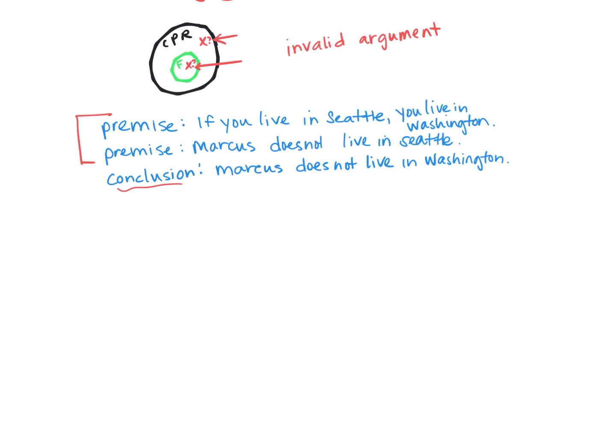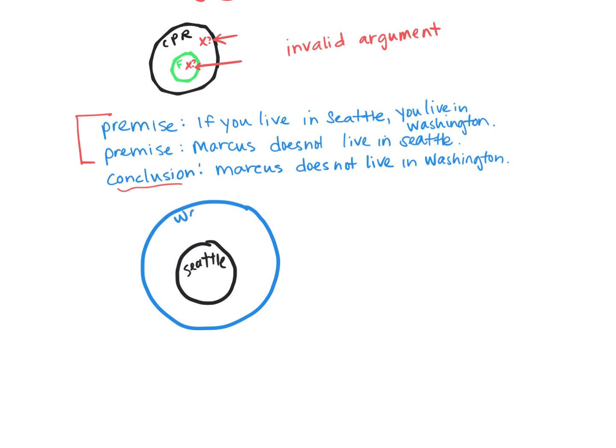So from the first premise, we know that if you live in Seattle, so let's say these are the people that live in Seattle, it says that if you live in there, then you live in Washington. So that means all those people would have to be inside a bigger circle, and we'll say that that's our Washington. So that's all the people that live in Washington.